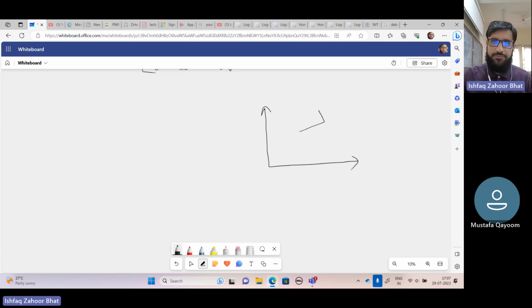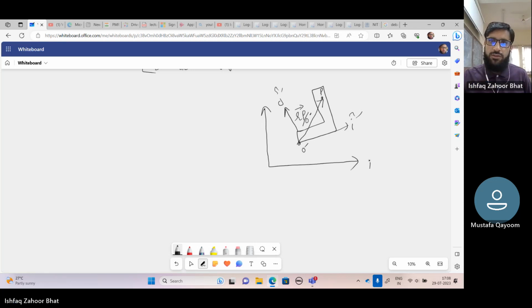We had O dash, there was a P point, there was this RP with respect to O dash, this was a vector in space, and this was our body frame, and this was our fixed frame. Oh, sorry. This was our fixed frame. Okay.